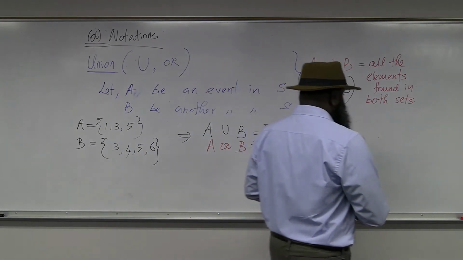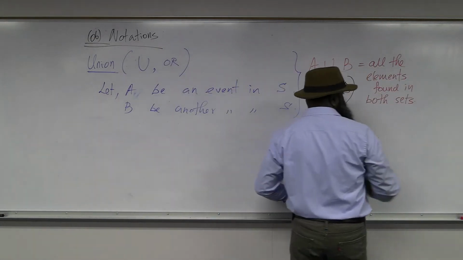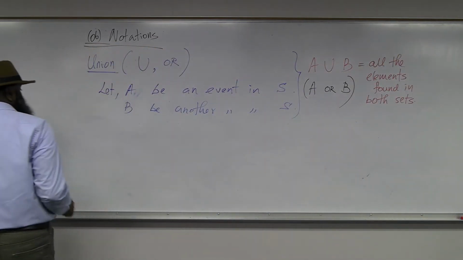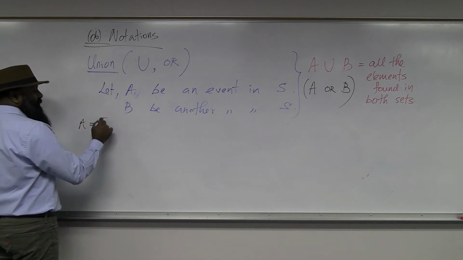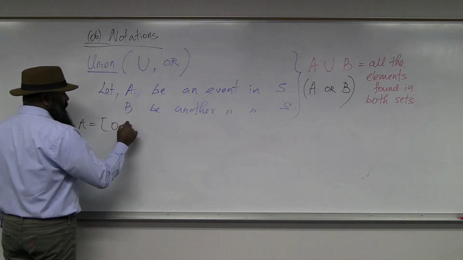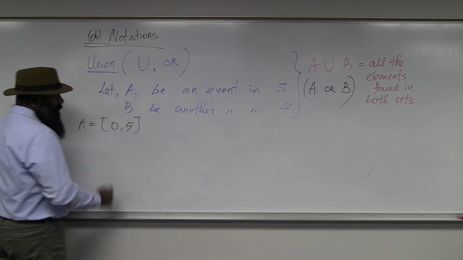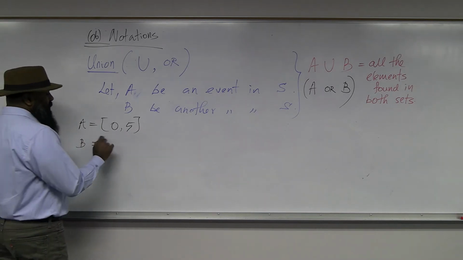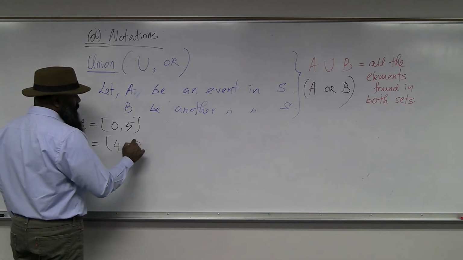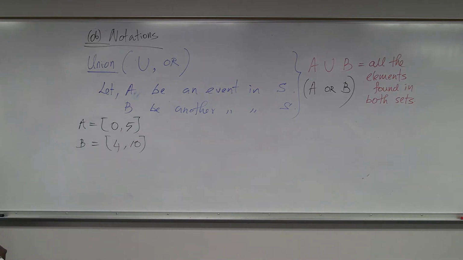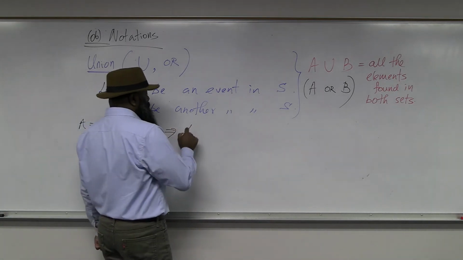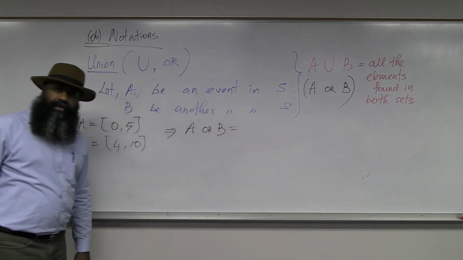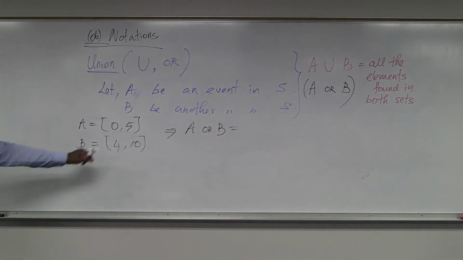Let's say I have a sample space, rain, which is 0 to positive infinity. I'm going to define A as the event 0 to 5-inch rain. And I'm going to define the set B as 4 to 10-inch rain. Right? Then what will be my A union B? I can write A U B, or I can simply write A or B. That set will be what?